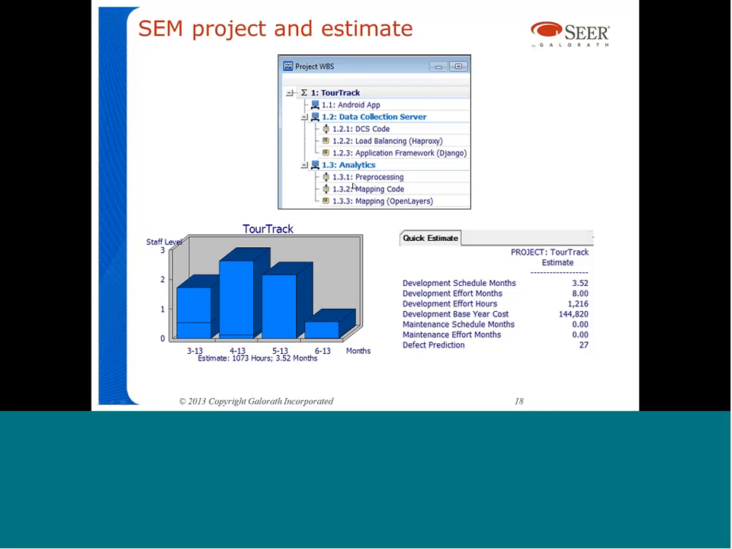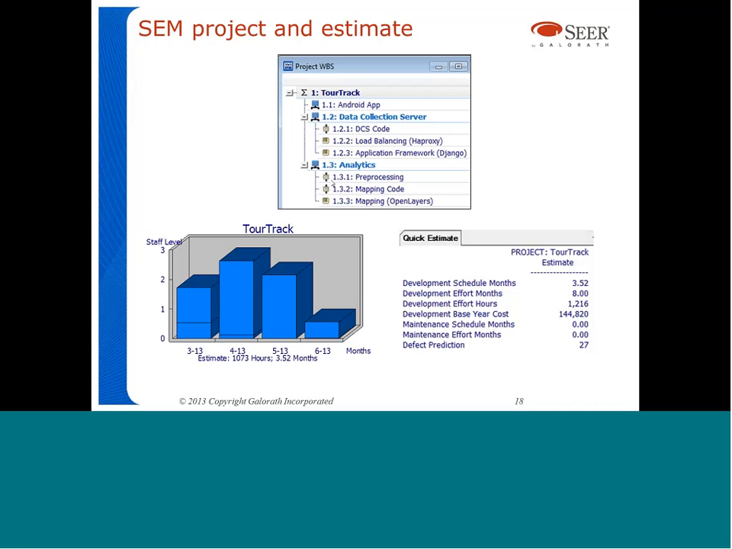3 major work breakdown elements reflecting the 3 major pieces of the architecture. One piece is the Android app, where we're extensively relying on the Android library. There's a bit tying it together, but a lot of this is basically Android library. And then the DCS 1.2, or data collection server, where we've got a little bit of code tying together a lot of off-the-shelf. And then the analytics. Again, there's off-the-shelf riddled throughout the project, and any project these days.